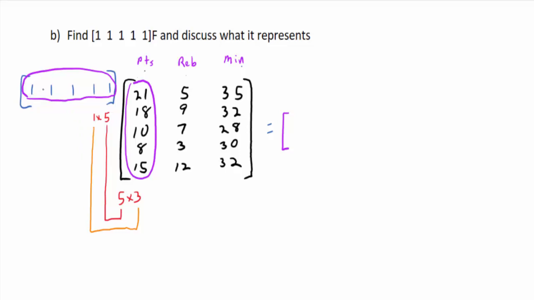Matrix multiplication wise, you would take what plus what plus what plus what? Yeah, essentially by multiplying by a row with all ones times the first column, that's just going to have the effect of adding all the entries in the first column. Did everybody see that? So you get 21 plus 18 plus 10 plus 8 plus 15. And then you can predict, if I want the second entry, I multiply that row of ones times the second column. Again, I'm just taking 1 times 5 plus 1 times 9 plus 1 times 7 plus 1 times 3 plus 1 times 12.